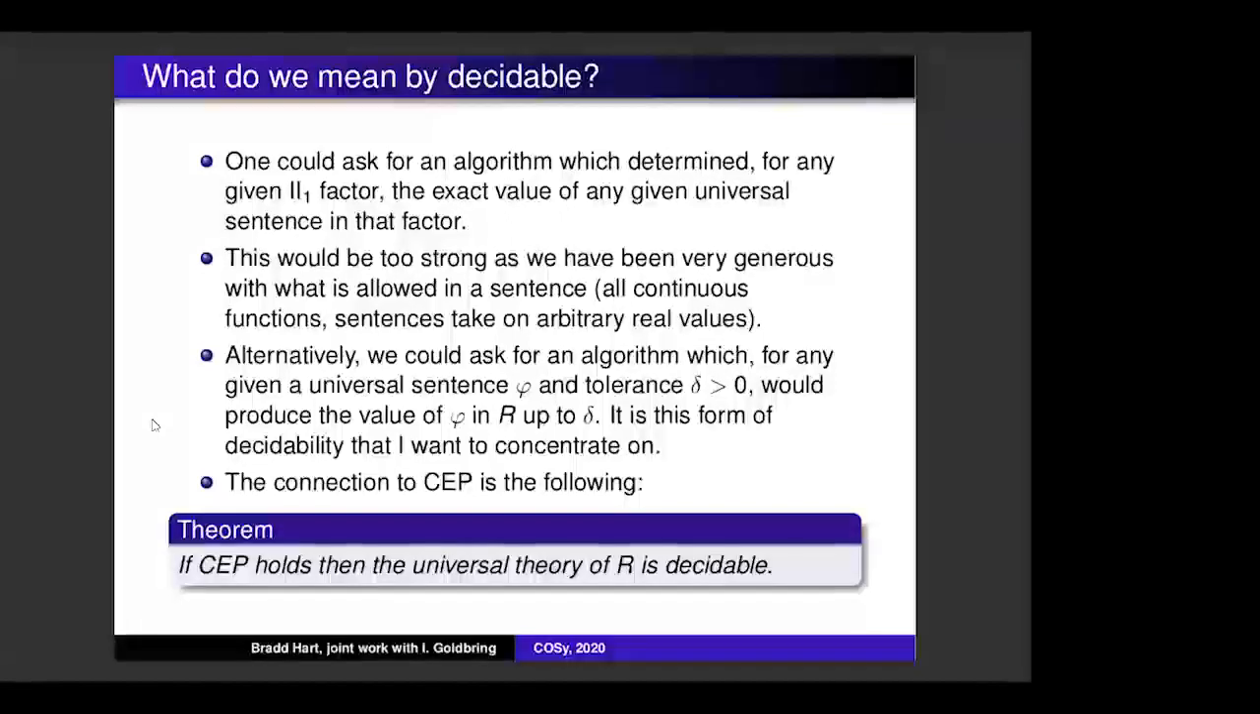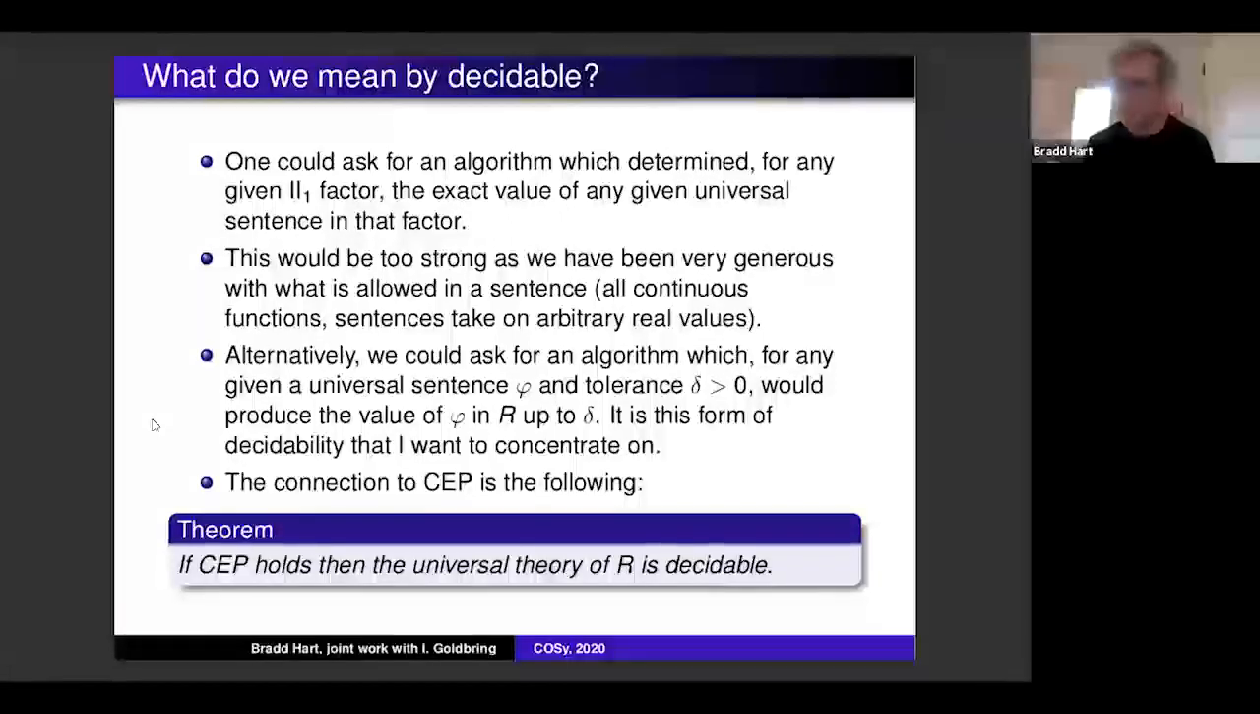Oh, modulo delta, right? Modulo delta, that's right. So that's what I'm going to mean by decidable here, right? So if I hand you a universal sentence and a delta, I would like your algorithm, whatever it is, to give me back the value of that sentence to within delta, and that's what, assuming CEP, this automatic theorem prover would do for you. Notice there's no promise that it will do it in any timely fashion, but it will. It will eventually stop, and it will tell you the value to within delta.